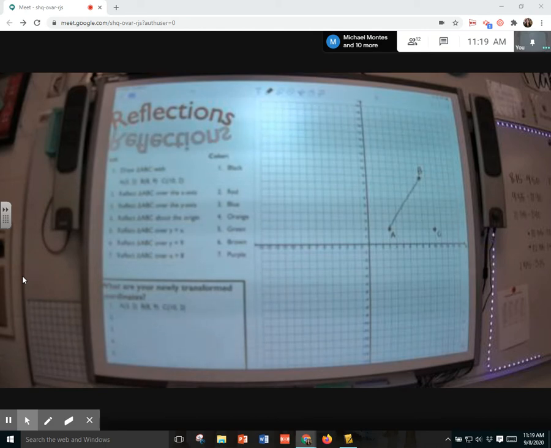I can never draw a straight line. Like, really just so bad.